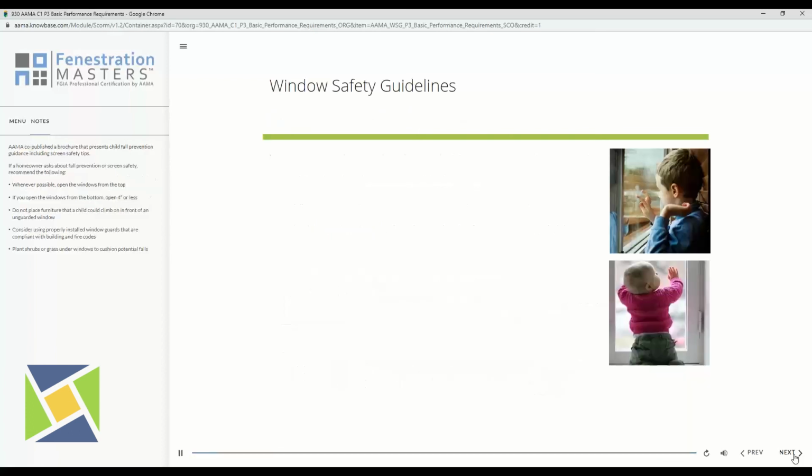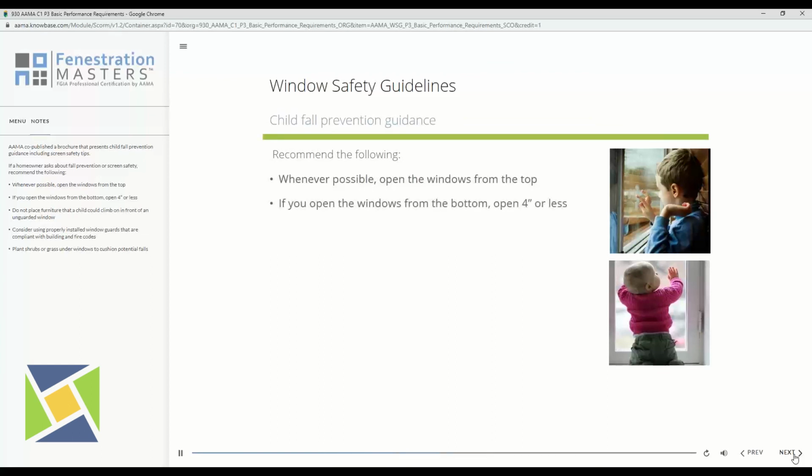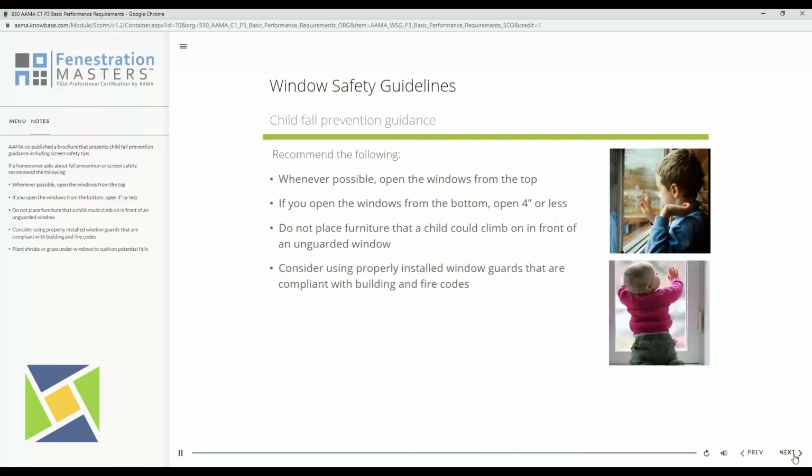AAMA co-published a brochure that presents child fall prevention guidance including screen safety tips. If a homeowner asks about fall prevention or screen safety, recommend the following. Whenever possible, open the windows from the top. If you open the windows from the bottom, open 4 inches or less. Do not place furniture that a child could climb on in front of an unguarded window. Consider using properly installed window guards that are compliant with building and fire codes, and plant shrubs or grass under windows to cushion potential falls.